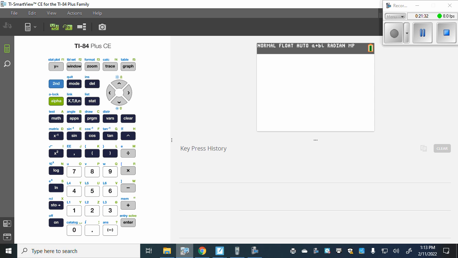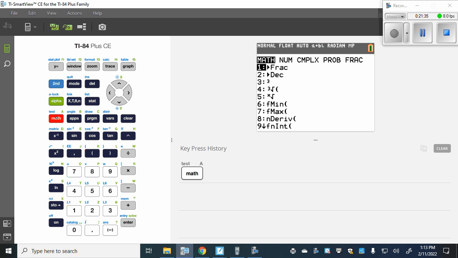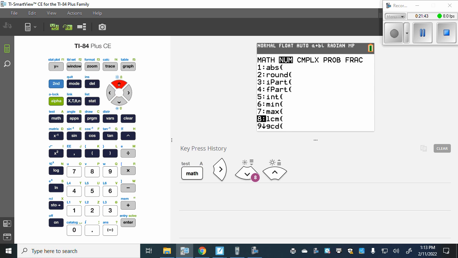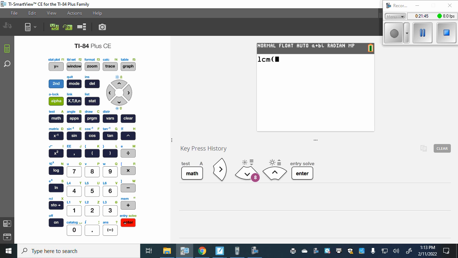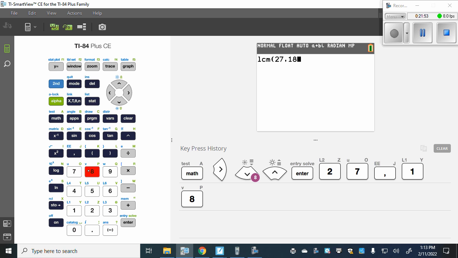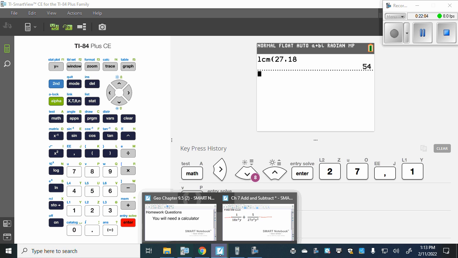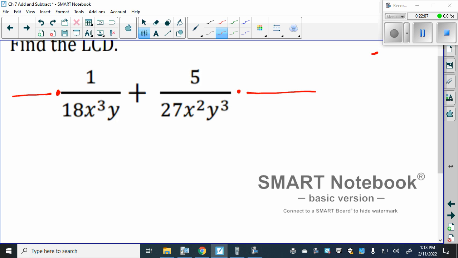When we use the calculator, the first thing we'll do is hit math, go over to number, go down to least common multiple, and hit enter. Then we type 27, comma, 18. If we hit enter, we get that the least common multiple for these two numbers is 54. So we need to get 18 and 27 to be 54.